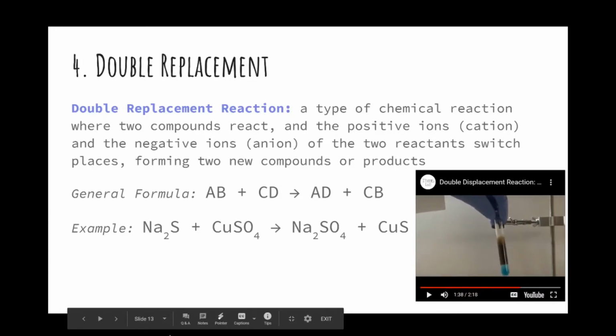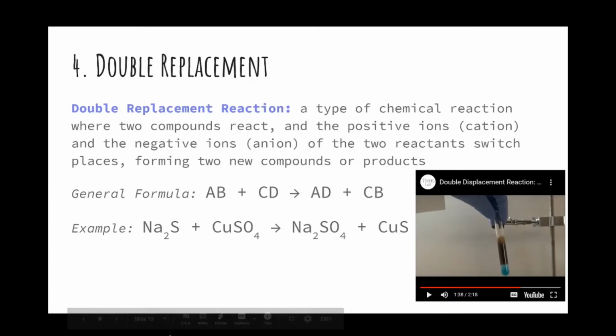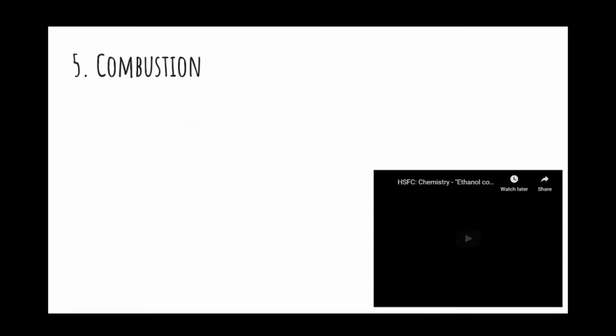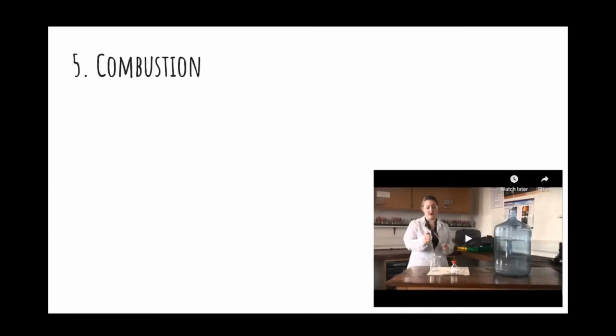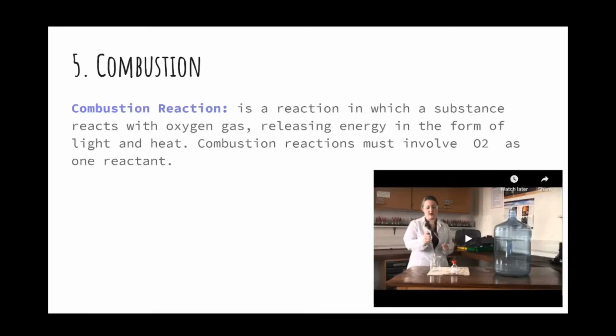All right, and so that is our double replacement reaction. Now we have one last reaction to talk about, and that's probably the most exciting. It is a combustion reaction. So in a combustion reaction, a substance reacts with oxygen gas and it releases energy in the form of light and heat. So very classic of what you would think a combustion reaction would be. Lots of light, lots of heat is produced, and it has to react with oxygen.